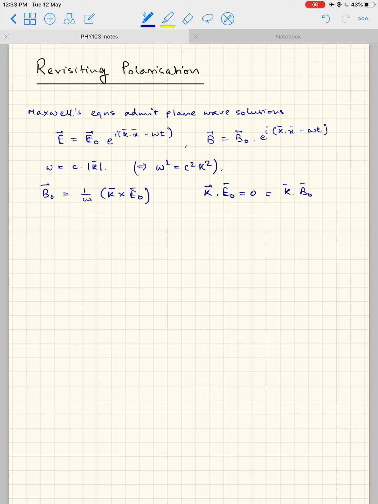Now, what this particular thing means in a sense is that the modulus of E naught is equal to c times the modulus of B naught. So this meant that the polarization vector of the electric field, the polarization of the magnetic field, and the direction that the plane wave is propagating are all orthogonal. Okay.